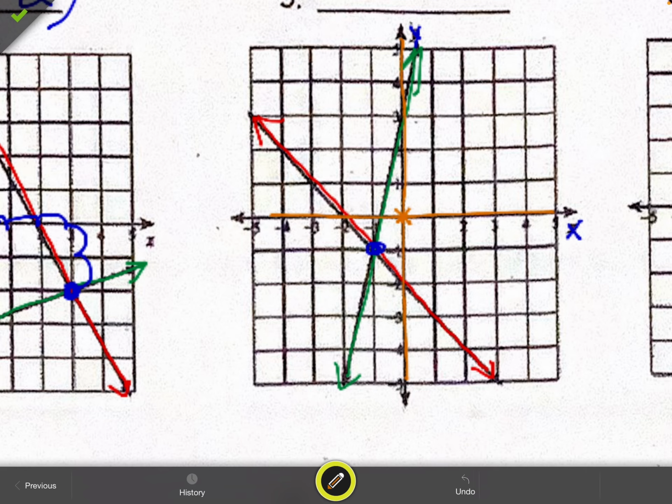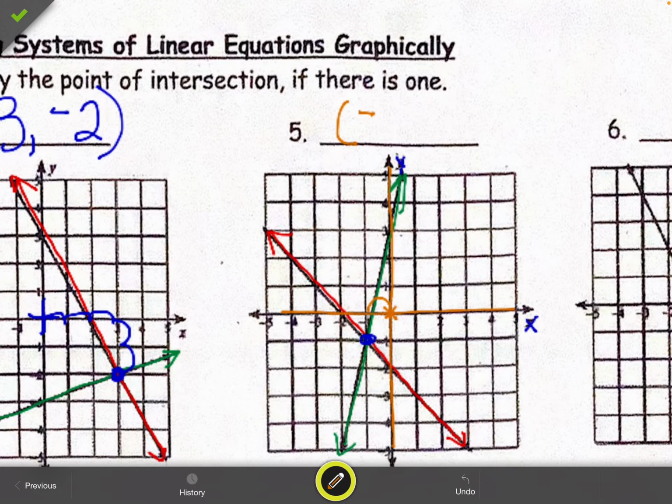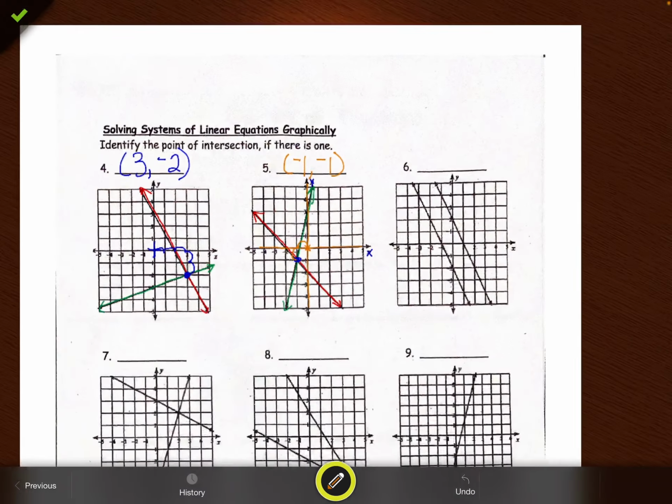So how do we get to this point? We have to go to the left 1. Okay, remember, left is negative, right is positive. And then your y is your up or down. We have to go down 1. So if we go down 1, it's a negative 1. And that's my answer. (-1, -1) is the solution to those two equations.